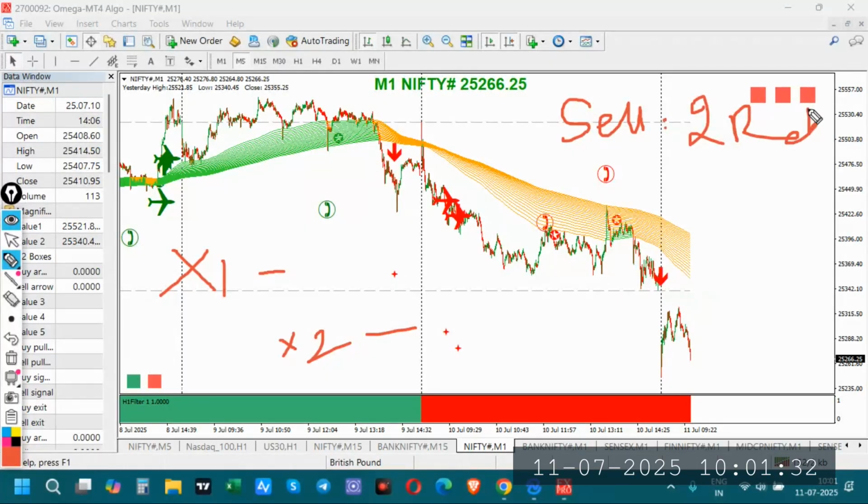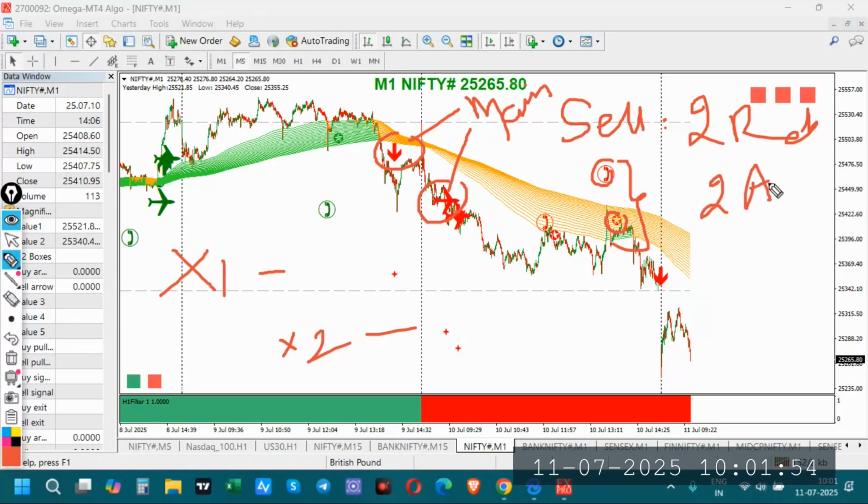Here you can see this is one signal, and this is one signal. An aeroplane symbol has come. So the arrow and the aeroplane are main signals, and the star symbols are pullback symbols. So two main symbols have to come. Either two arrows may come, or two aeroplanes, or one arrow plus one aeroplane.